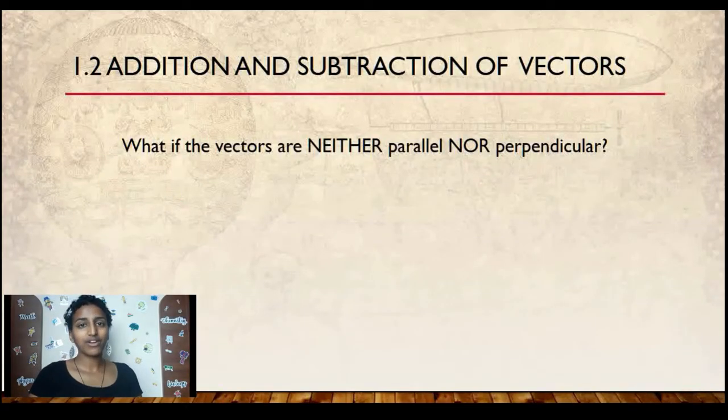This is the second part of the second subunit of the first unit of grade 9 physics, the addition and subtraction of vectors. If you have not seen the first part, I really recommend you see the first part before you see this part. Now, we saw in the first part of the addition and subtraction of vectors how to add and subtract parallel or perpendicular vectors.